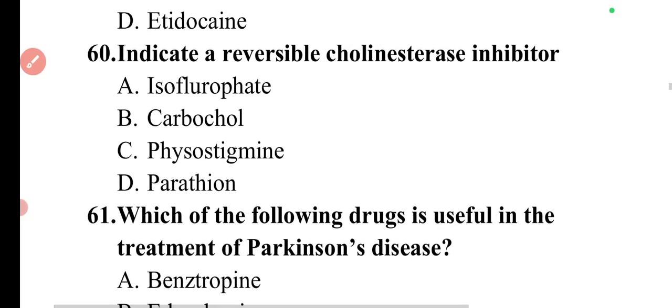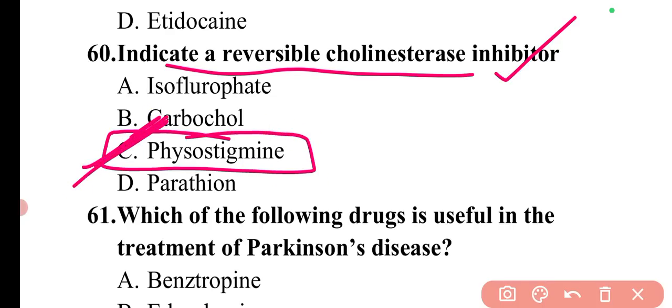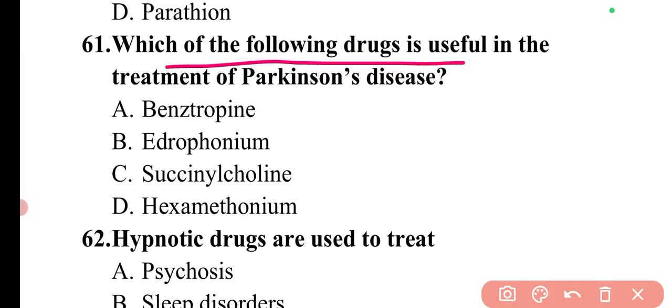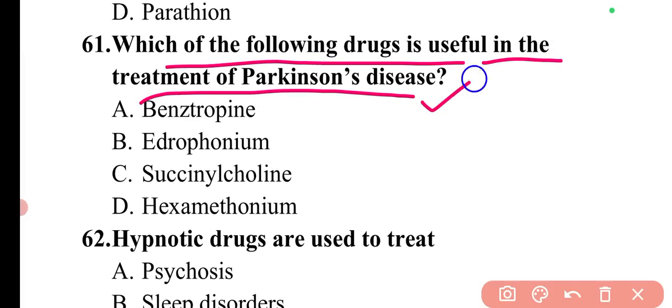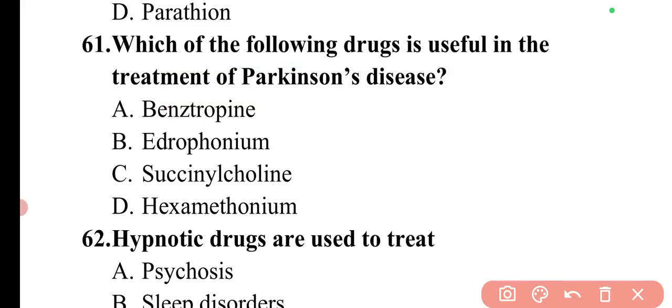Next question is, indicate a reversible cholinesterase inhibitor. So the reversible cholinesterase inhibitor will be physostigmine only. So here option C is correct. Next question is, which of the following drugs is useful in the treatment of Parkinson's disease? So the drug which is useful in the treatment of Parkinson's disease is benztropine. So here option A will be the correct answer.